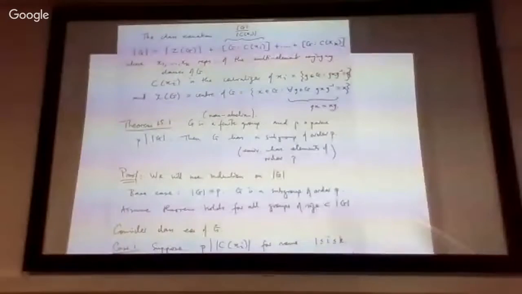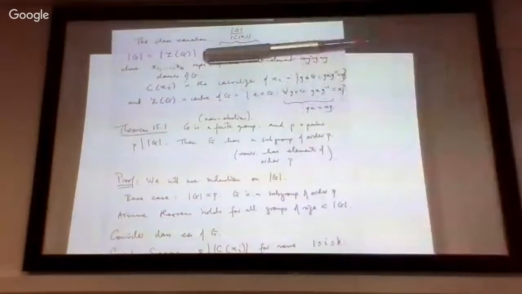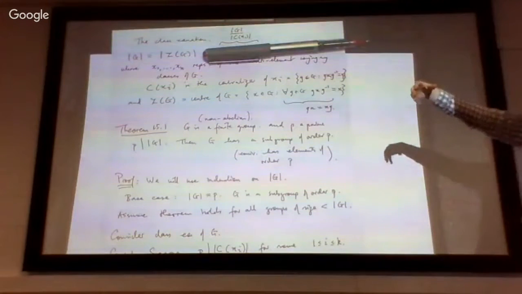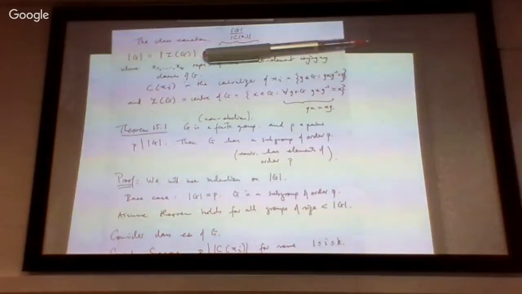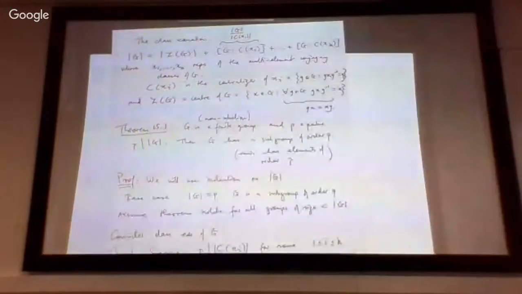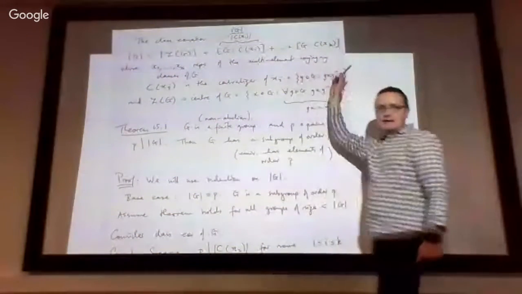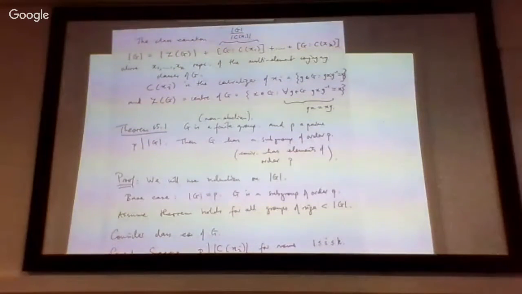And then the class equation would simply be this: the size of G is the size of the center. The center will be all of G. And we've already done all these theorems for abelian groups, because we had our fundamental theorem of finite abelian groups a couple of chapters ago. So we are dealing with non-abelian groups. So there are some of these xi's around to argue about.